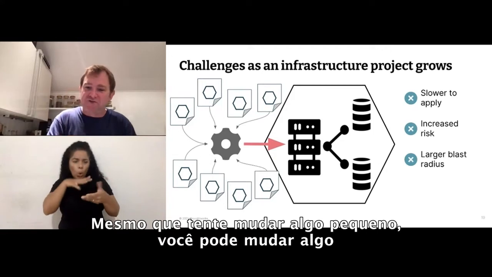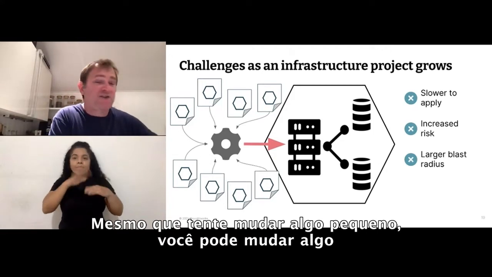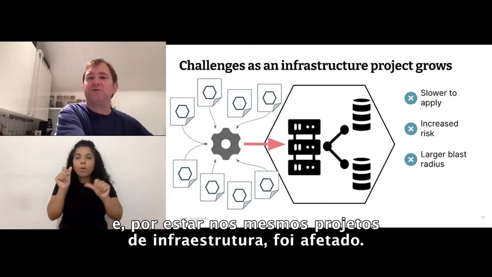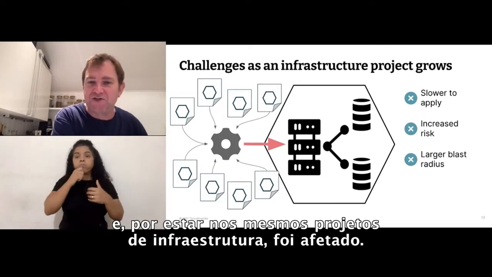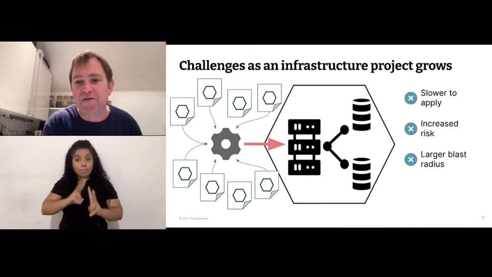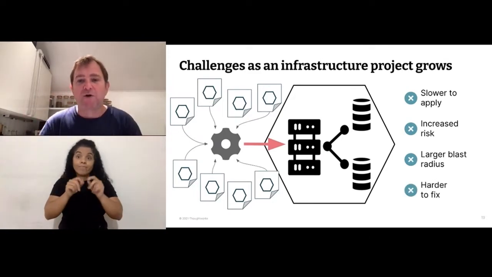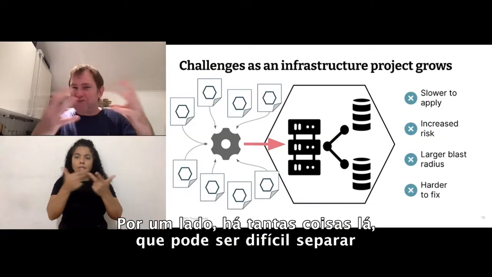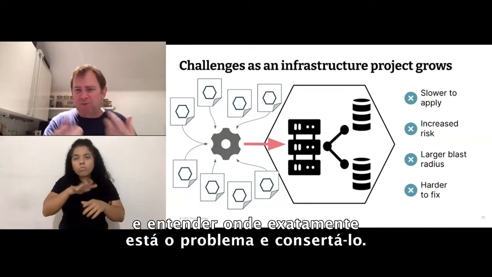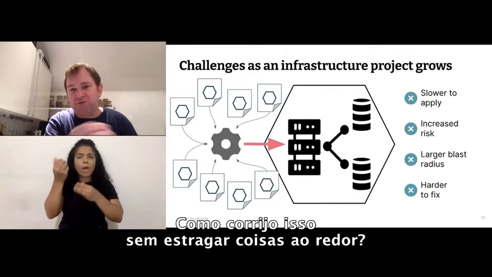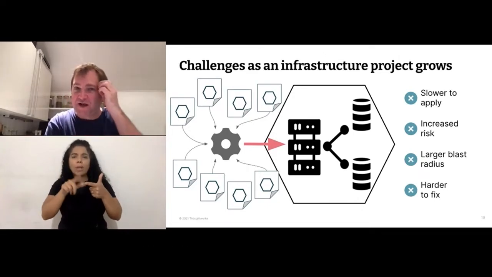Even if you're just trying to change one little thing, you might change something that you didn't really think of as connected to that, but because it was in the same infrastructure project, it was affected. It's also very hard to fix things in these large projects. For one thing, because there's so much in there, it can be difficult to pull apart and understand where exactly is the problem, and to make the fix. Well, how do I make that fix without breaking other things around it?